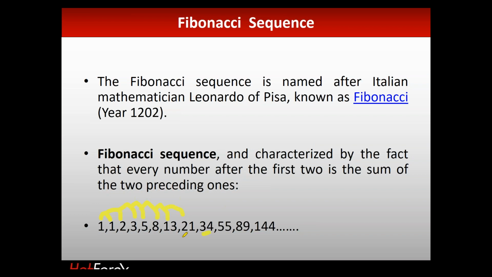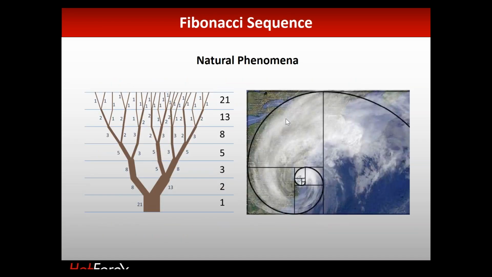So, this number is a sum of this number. Clear? At the back, 55 plus 89 you will get 144. This is how Fibonacci is developed, the sequence of the Fibonacci.